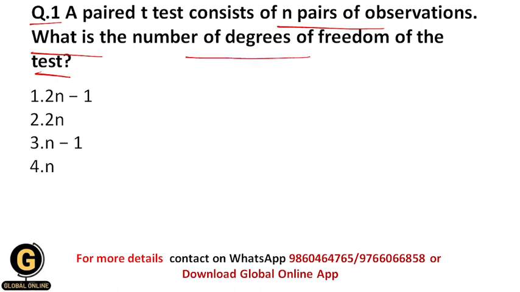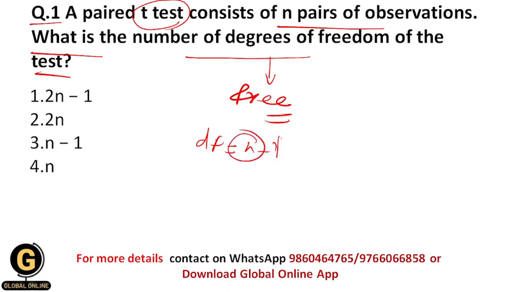Students, degrees of freedom is a really important concept in statistical tests, because through the degrees of freedom we can find the results of the test statistic. Degrees of freedom means the free pieces of information in the data, and this is very important. For a paired t-test, the formula for degrees of freedom is df = n - 1, where n is the number of pairs of observations. That's why your correct answer here should be n - 1, which is the formula for degrees of freedom in a paired t-test.